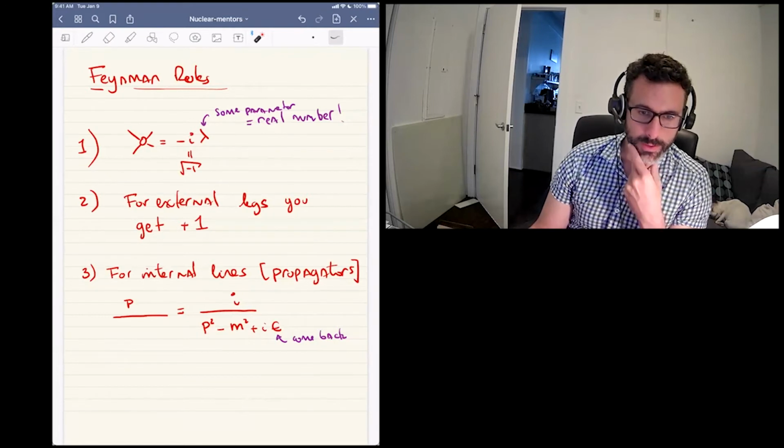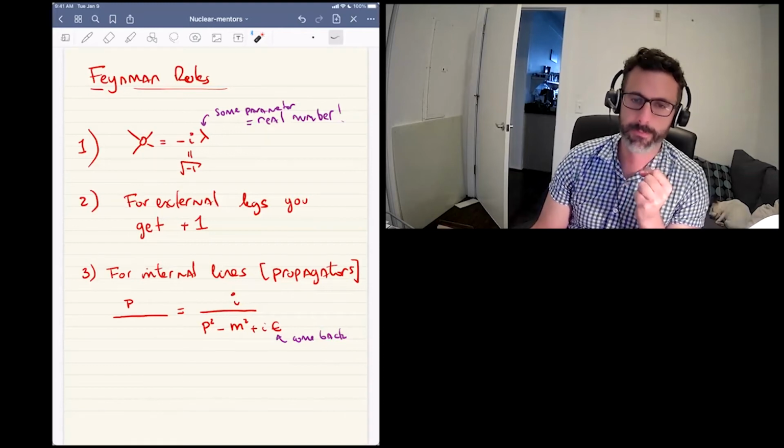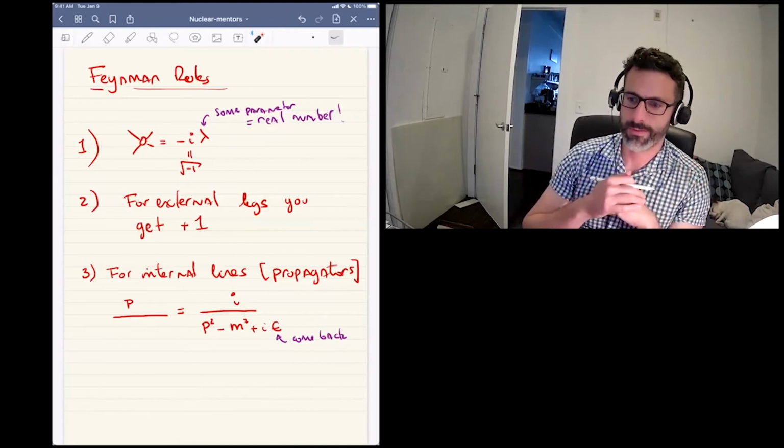Feynman had originally designed these diagrams for QED and the electromagnetic force. Yeah, so originally he was interested in QED, but you can construct Feynman rules for any theory. Sounds good. Any other questions?